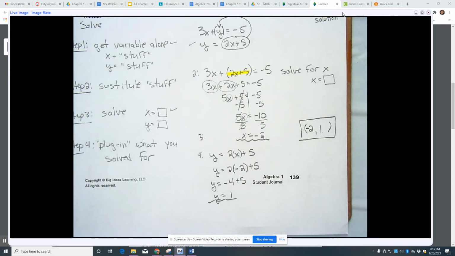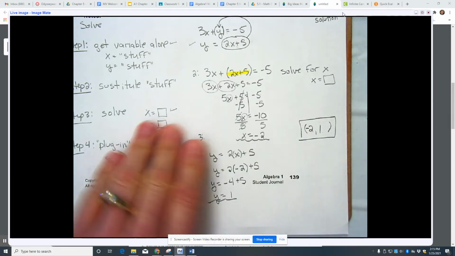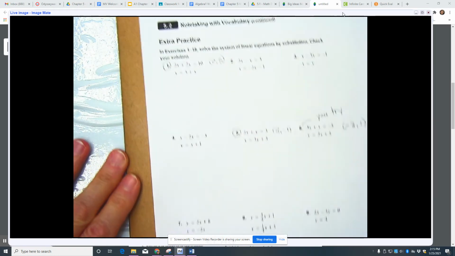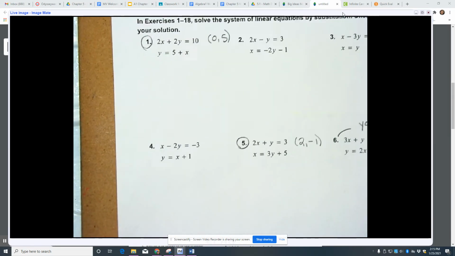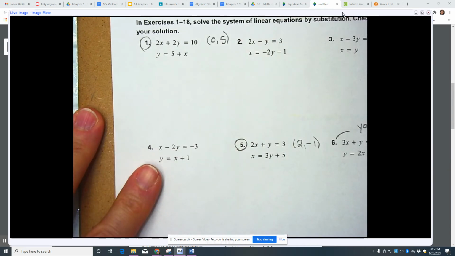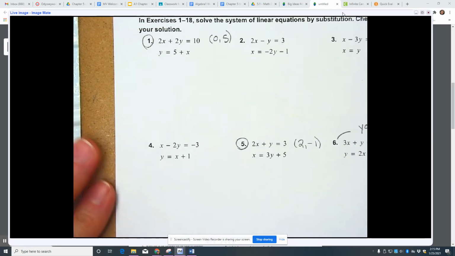Okay, I want you to now turn to page, I think it's on the back here, yeah, 140. Let's do a couple more here. On page 140, I'm going to start with number 1. You'll notice I already have the answer there. Let's see how we got it, and I will remind you of the steps.